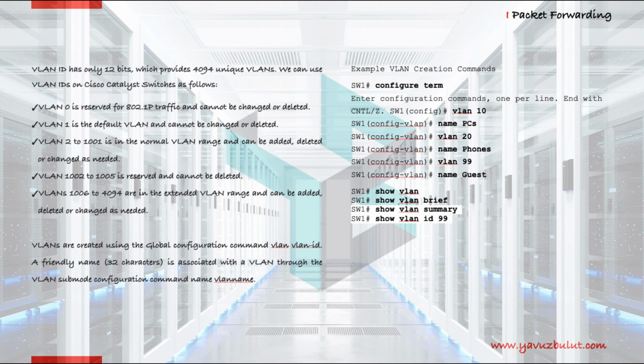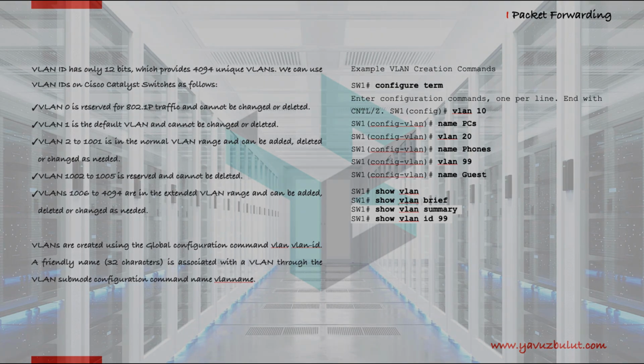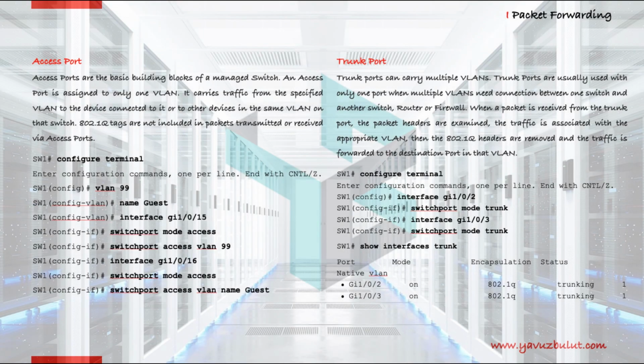I also wrote here how you can configure VLANs, which you have already learned in CCNA training. On this page, let's talk a little about access ports and trunk ports, and then let's continue our lesson by talking about native and allowed VLAN.